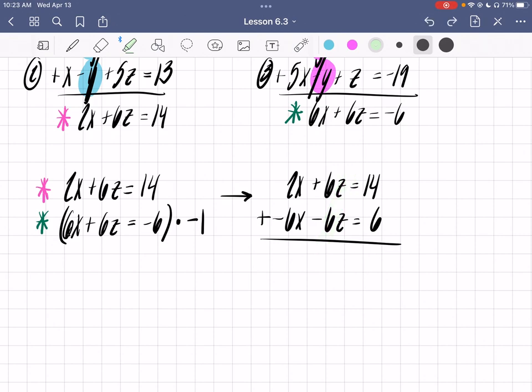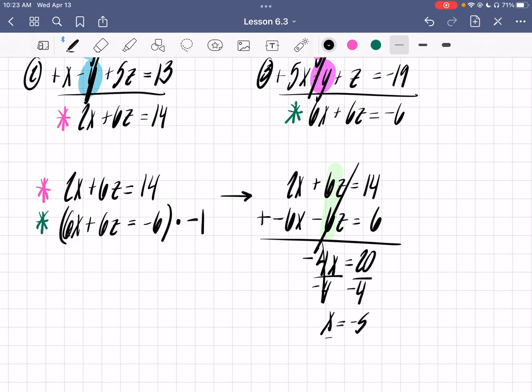Okay, now I have a positive 6z and a negative 6z. Those are going to eliminate. 2x minus 6x is minus 4x, and then 14 plus 6 is 20. So now I'm able to solve for my first variable, which is x equals negative 5. Okay, so I have that one solved for.